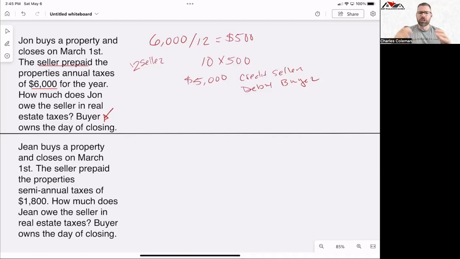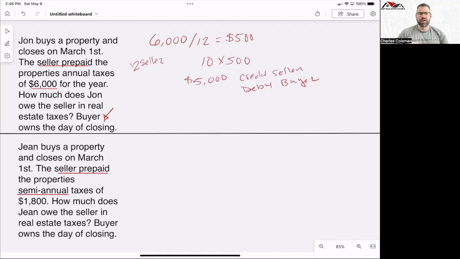The next one, Gene buys a property and closes on March 1st. The seller prepaid the property's semi-annual taxes of $1,800. How much does Gene owe the seller in real estate taxes? Buyer owns the day of closing. All right, so a couple things in this one. Again, we have seller prepaid.